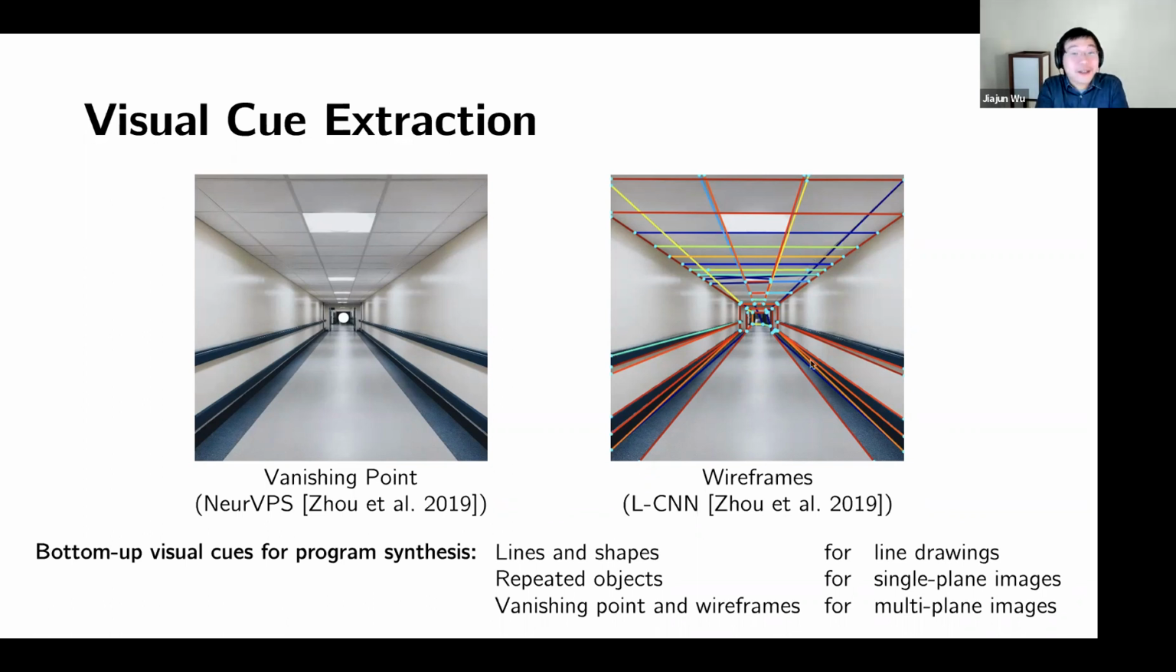So for the case of multiple planes images, what are the bottom-up visual cues here? The cues here are the vanishing point and wireframes, and we want to think about how these low-level cues, just like lines and primitive shapes, can help us partition the scene and let us synthesize high-level programs. And here the idea is similar to what I just talked about in the single plane setup. That is, we wonder if these bottom-up visual cues and high-level programs may help each other.